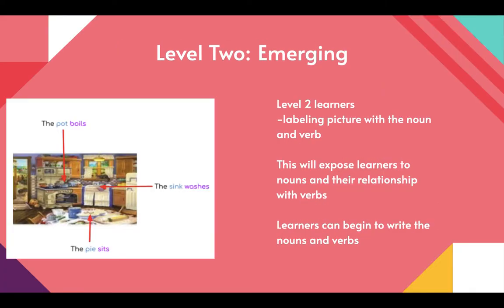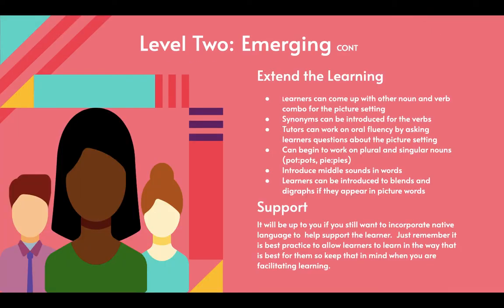Up next, we have Level 2, Emerging Learners. For Level 2 learners, tutors can start with labeling the picture with the noun and verb. This will help expose learners to nouns and the relationships with verbs. Learners can begin to write the nouns and verbs. Here are some ways to extend the learning for Level 2 learners.